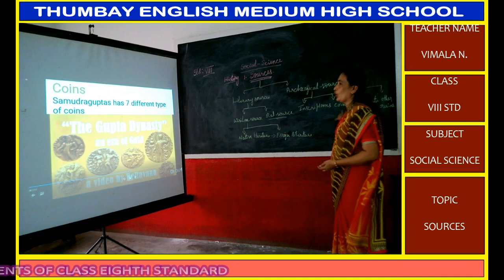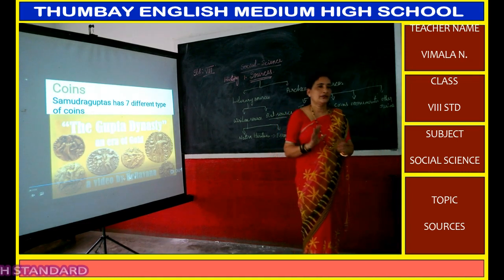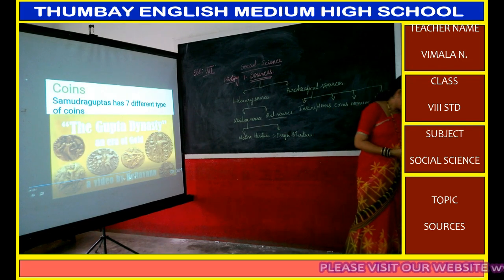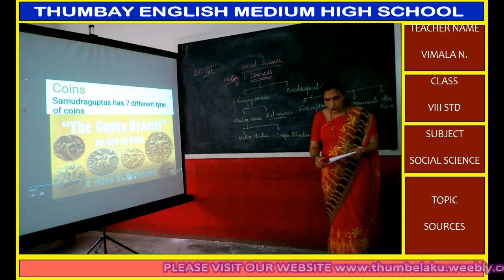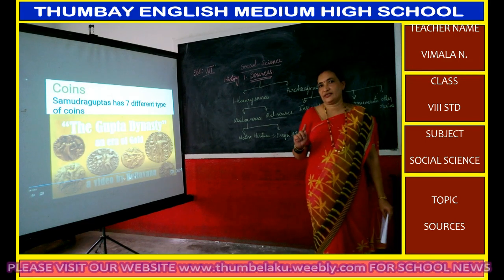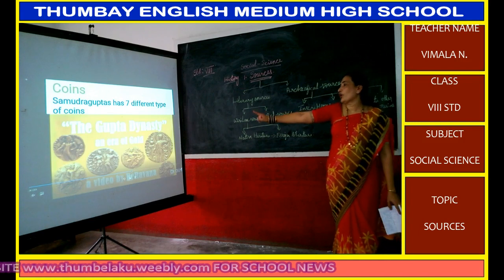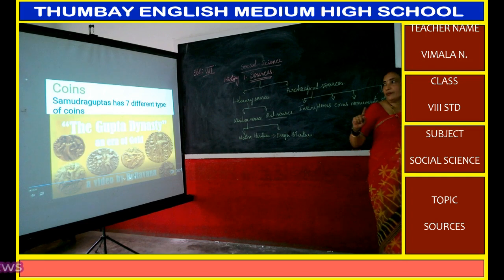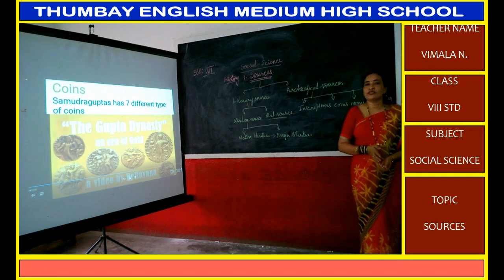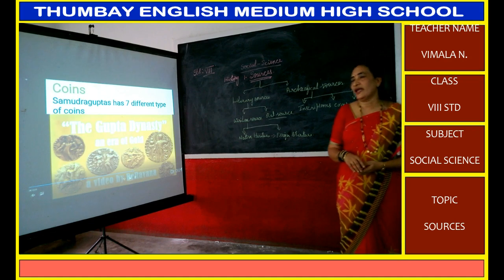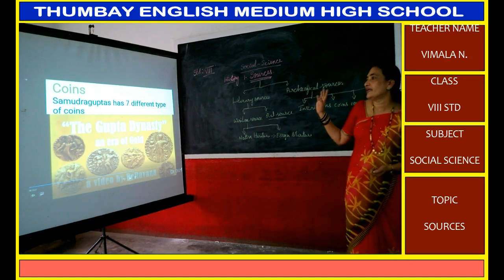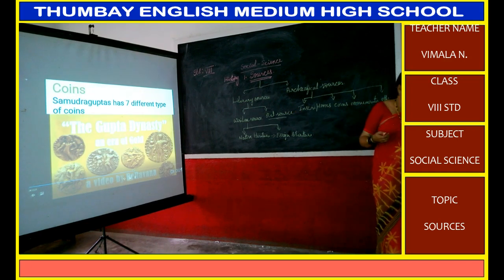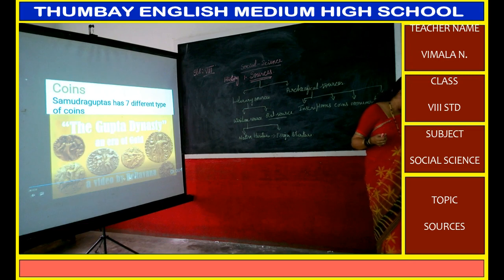Next, about the coins. Coins are part of day-to-day life, as you already know. We are using coins for economic transactions. Here, Samudragupta's coins are shown. Seven different types of coins were made by Samudragupta. Samudragupta was a famous king of the Gupta dynasty, and his age is also considered the golden age. So many gold coins were minted during his time.